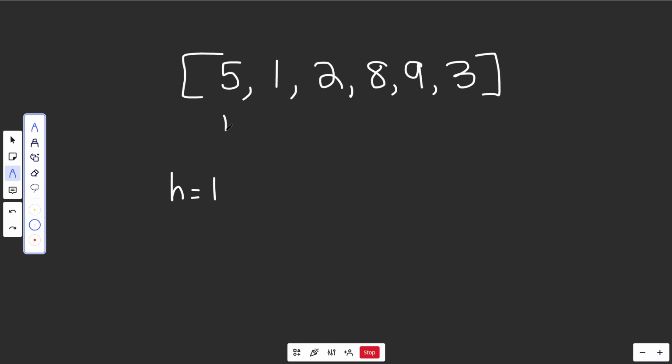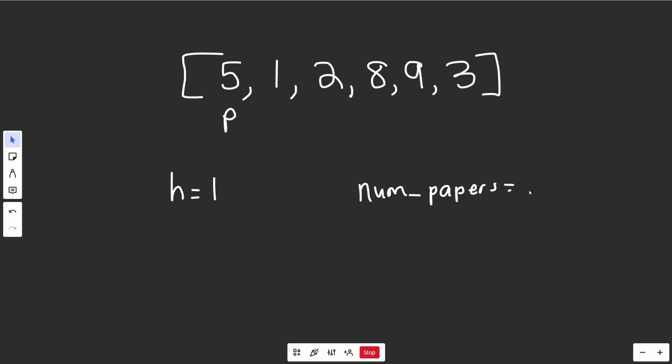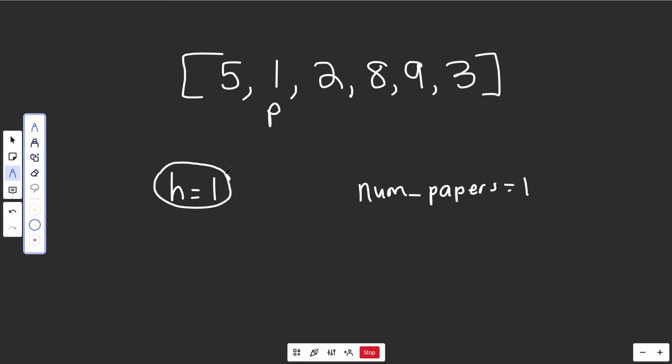Well, now we'd have to go through our papers, use a variable like p, and we'd keep track of some number of papers that have at least that amount of citations here. So num papers, currently that is going to be 0. We're looking for papers that have at least 1 citation. Well, this one would. This has at least 1 citation, so that would increment here. Okay, cool. We would move this over, but we'd actually immediately see that we only need 1 paper that has at least 1 citation, and so you could immediately conclude that h equals 1 would work. Let's try an h of 2.